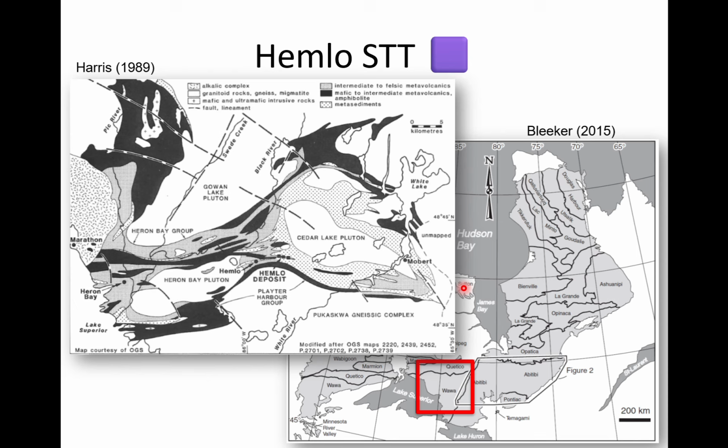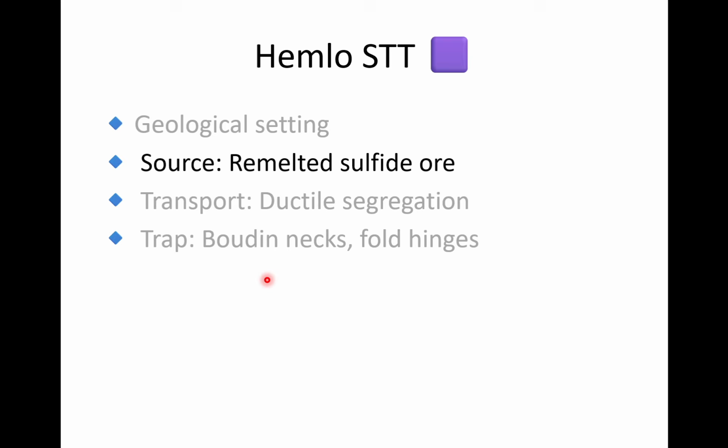Hemlo ore is hosted in a package of highly altered foliated metasedimentary and metavolcanic rocks sandwiched between two granitoid plutons, the Gowan Lake pluton to the north and the Cedar Lake pluton and Heron Bay pluton to the south. The deposit has been described as a disseminated replacement zone within a shear structure, the Hemlo shear zone, strongly overprinted by amphibolite facies metamorphism.